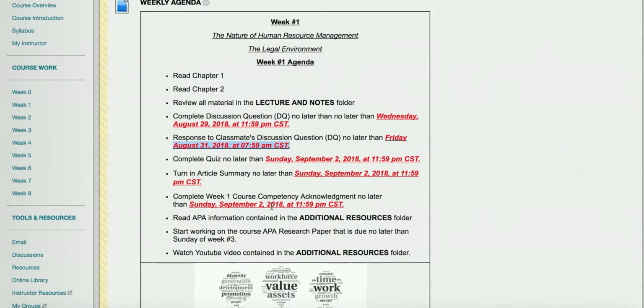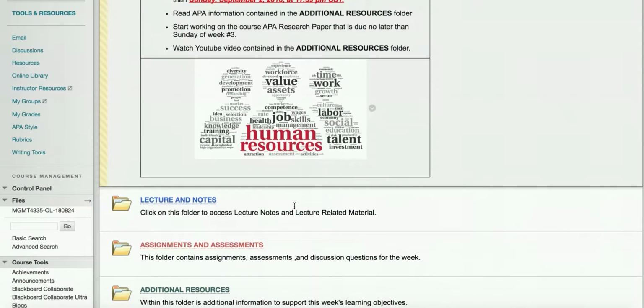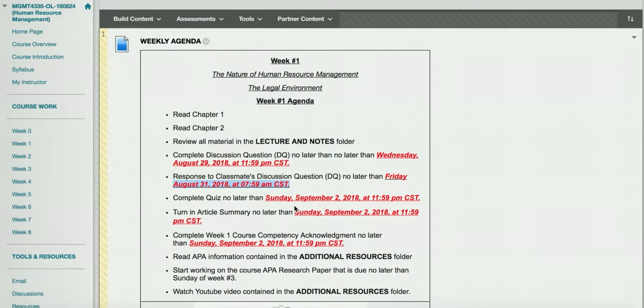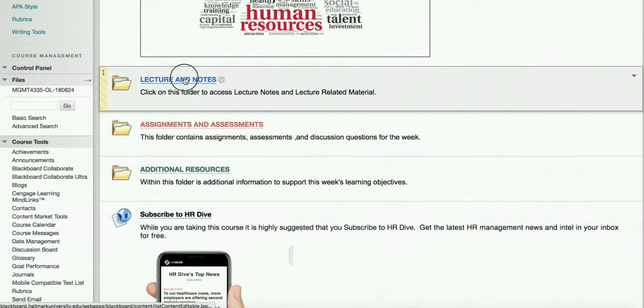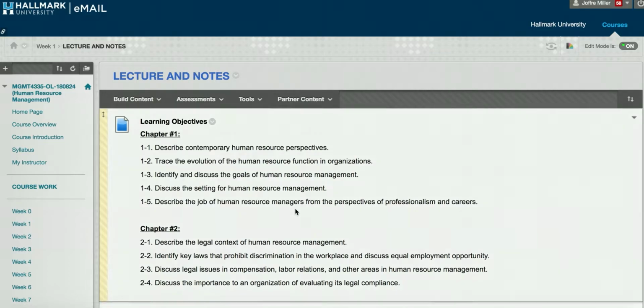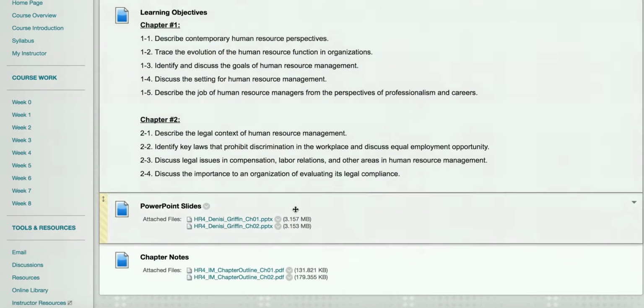So it's due by Sunday, and I'm going to show you a little bit about it. A lot of you have already turned in this competency sheet that you have to sign. There's no credit for that. So basically, that's the agenda for week 1, and then going in, you want to take a look at the lecture notes. It gives you the objectives, etc.